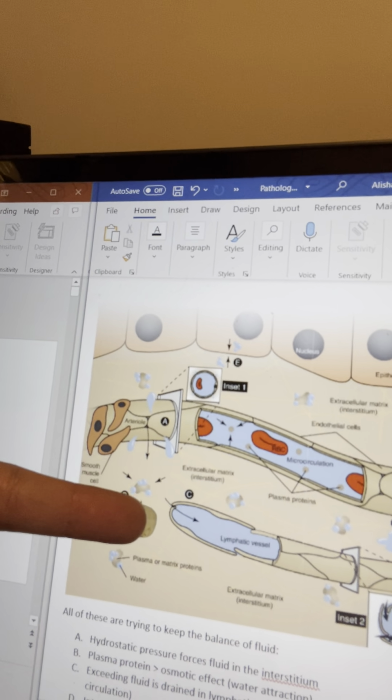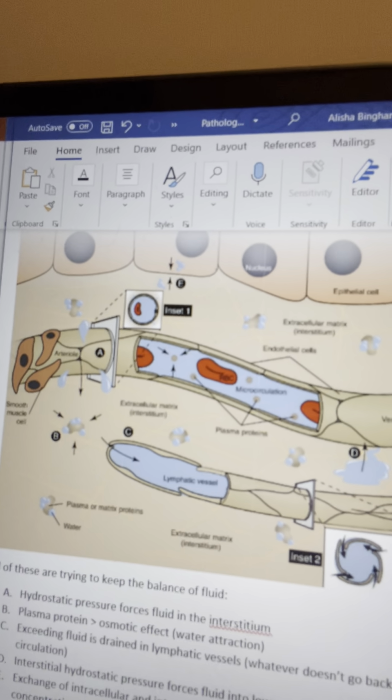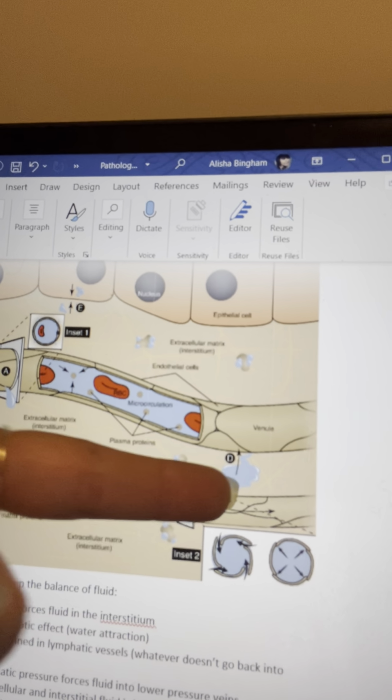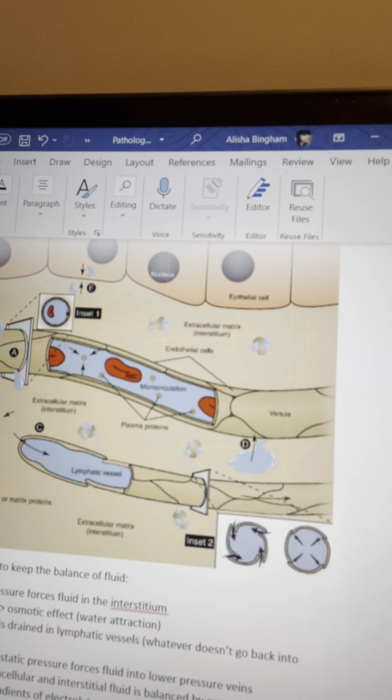And then we have D, which is over on this side, if you guys can see that. The interstitial hydrostatic pressure forces fluid into the lower pressure veins. So here are your veins right here. And then E, we have up here. This is the exchange of intercellular and interstitial fluid, which is balanced by the osmotic forces and concentration gradients of electrolytes and other molecules across the cell plasma membrane. So all these are at work. And then we should have an F here too, which I don't see right now.